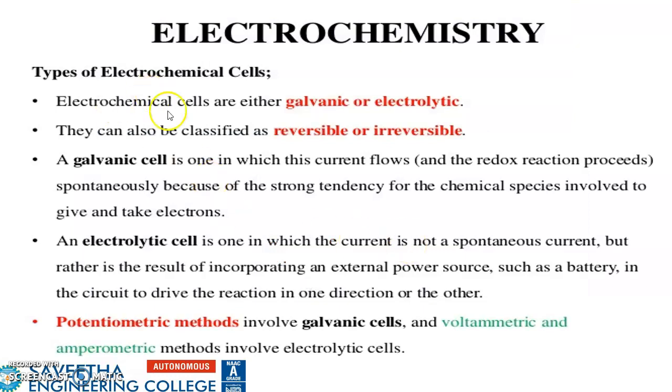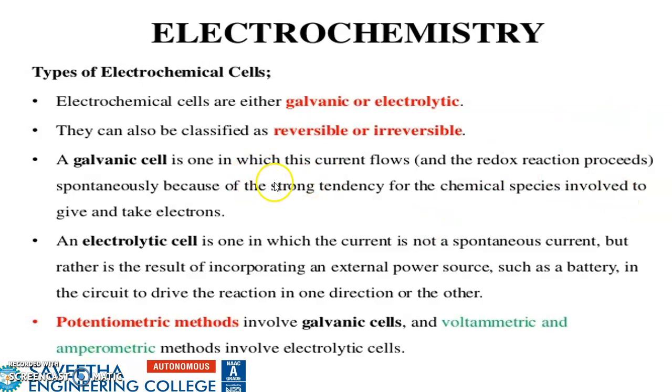We already discussed in the previous lecture about different types of cells and what electrochemistry is all about. Electrochemistry deals with energy conversion either from electrical to chemical or chemical to electrical, and this is what is happening in two types of cells. We have electrochemical cells, either galvanic or electrolytic cell. They can also be classified as reversible or irreversible cells.